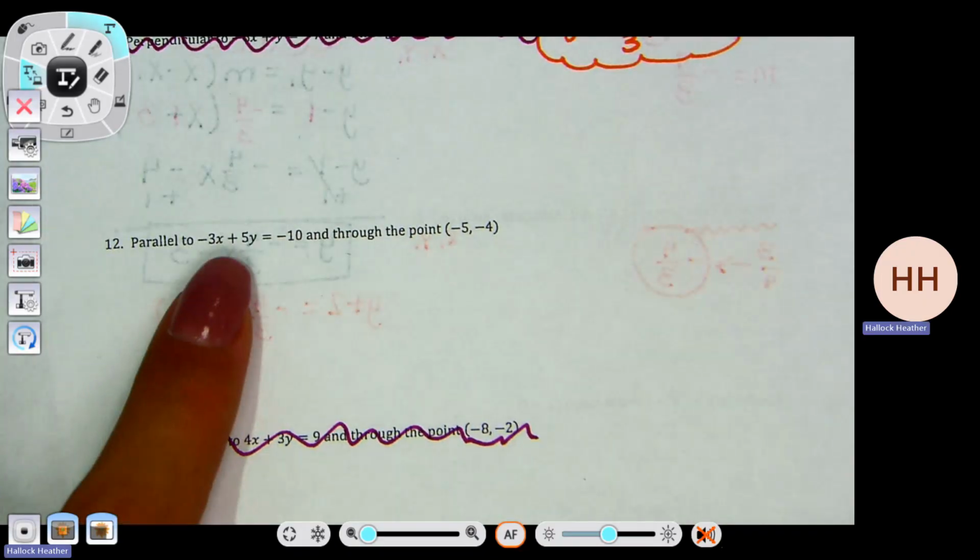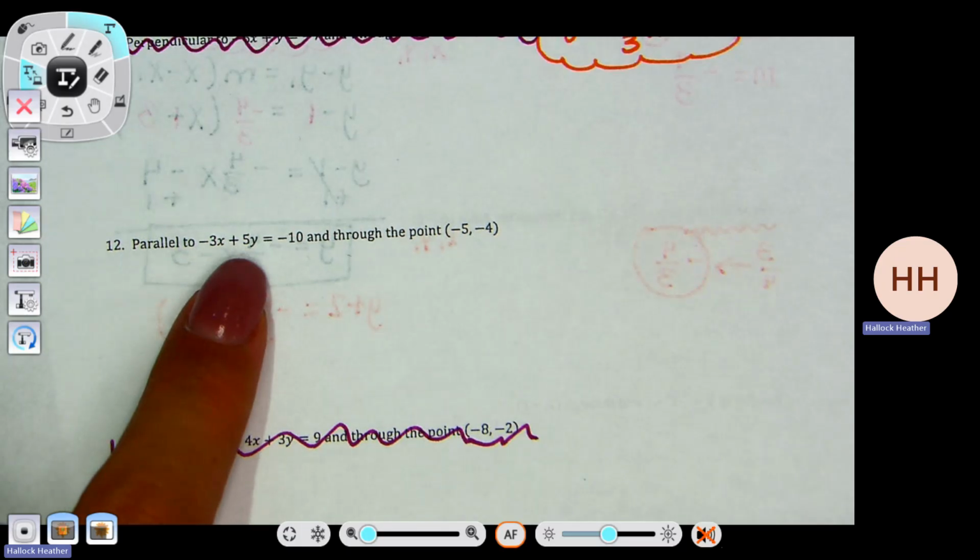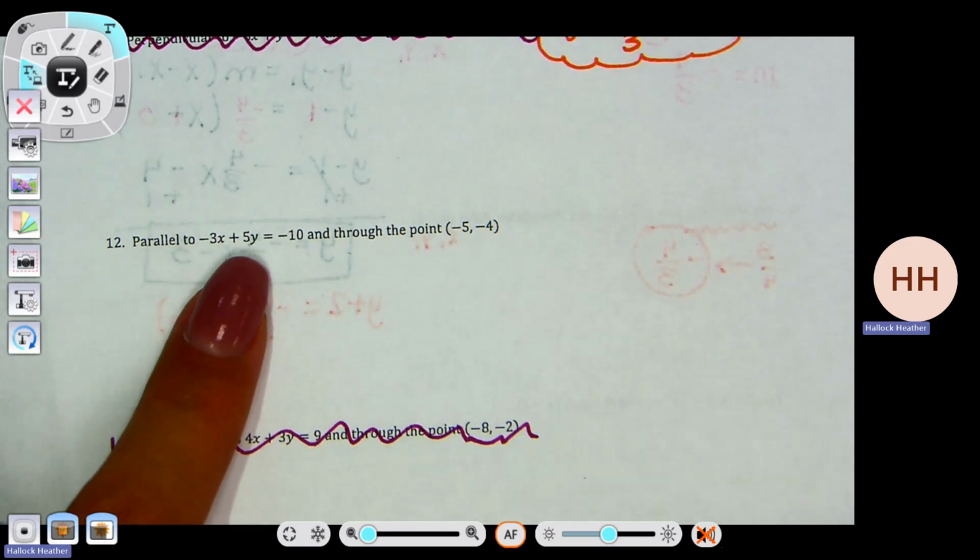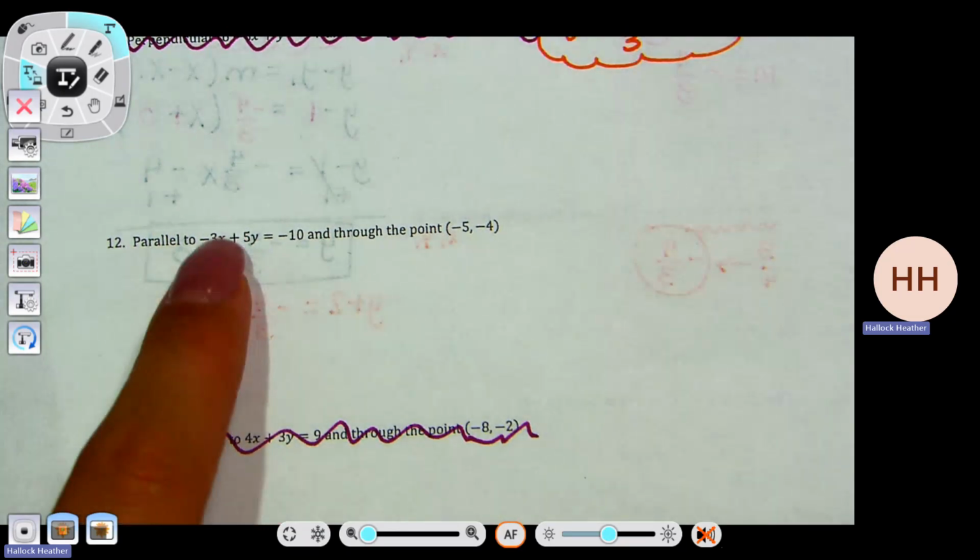Number 12, take a second. You're rearranging this first. You move the 3x to the other side. Do you need to add 3x or subtract 3x? Because it's negative, you have to add this. Because it's perpendicular, your slope's not negative, you flip it and make it positive. So start by adding 3x to both sides. Because it's negative, you're right, we would add.